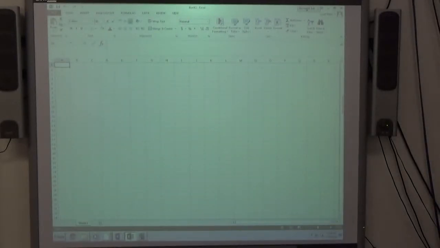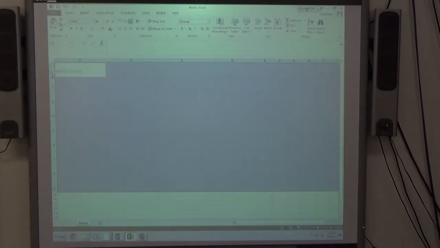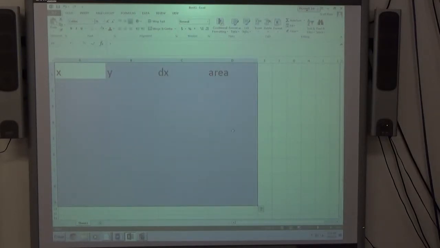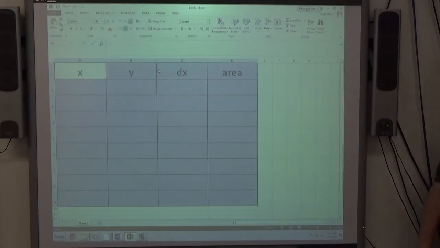And then I am going to start going to work. Again, I'm going to use a bigger font here, so let's go with about a 36. And I can make these bigger and these bigger just like I did yesterday. So I get x, y, delta x, area. And I select the entire region and go all borders, and I could also center just to make it look a little nicer. All right, so basically housekeeping there.